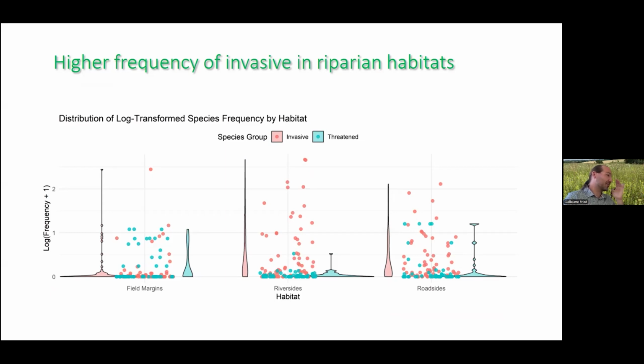The most frequent invasive species have a frequency between 10 and 50% of the sample. And you can see that these invasive species are more frequent on river sides compared to field margin and roadsides, while endangered species are slightly more frequent in field margin and roadsides.